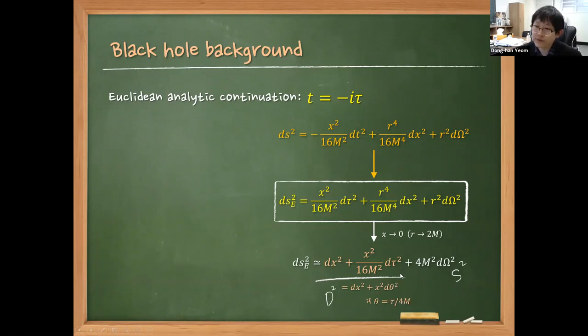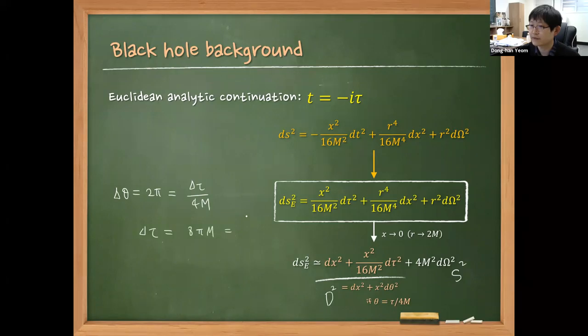So if you don't define the period in this way, the entire period of angle must be 2 pi, and then 2 pi means delta tau over 4m. So the period of time is 8 pi m, which is interestingly the same as 1 over T, the inverse of the Hawking temperature.